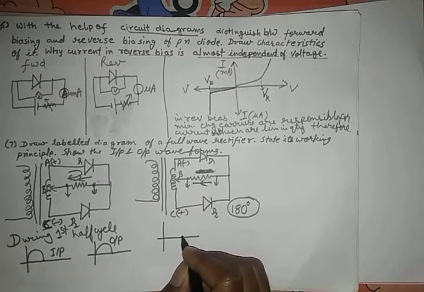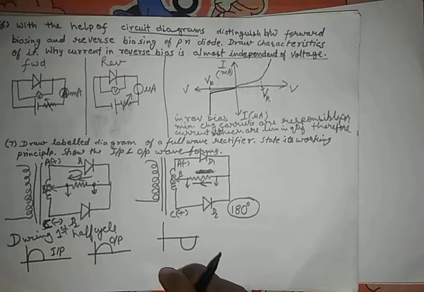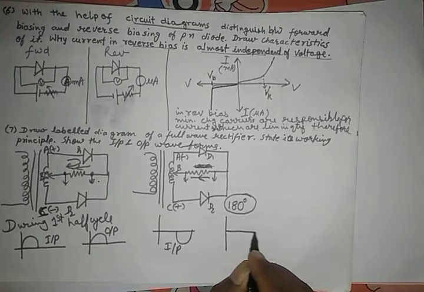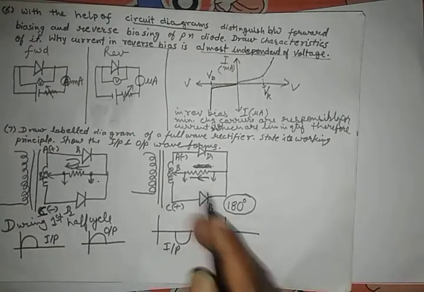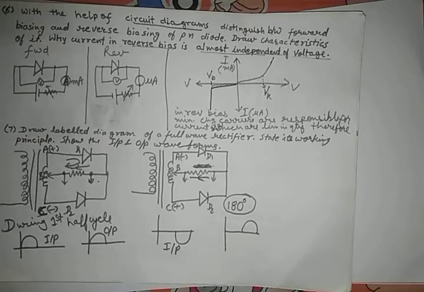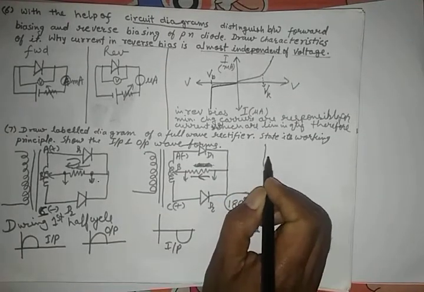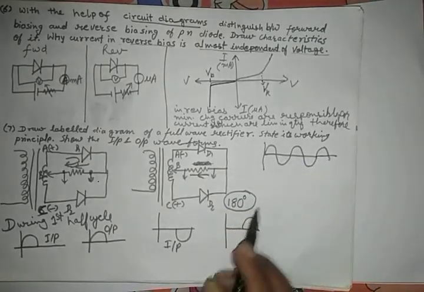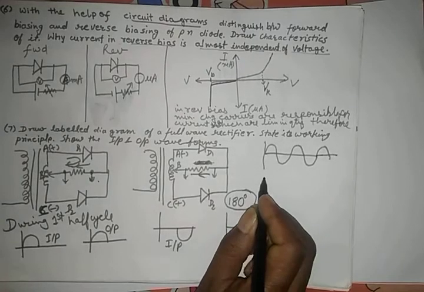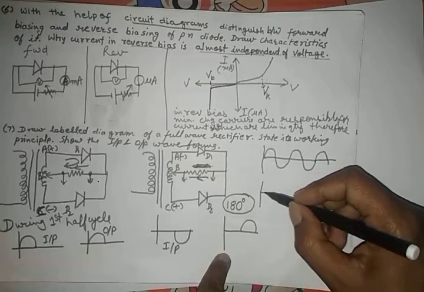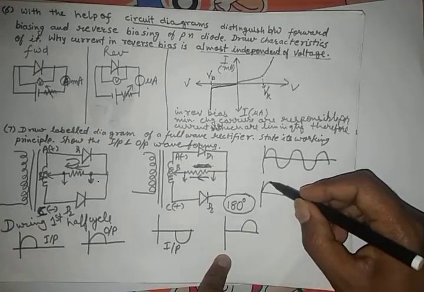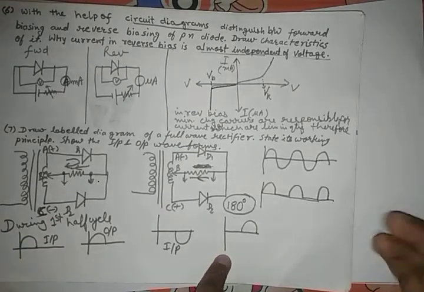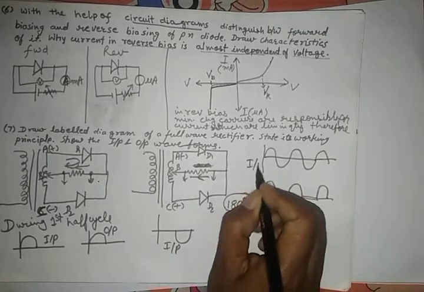So how can we represent it? So this is input, and because of the 180 phase shift, this will come out as a positive cycle. So overall, if this is how the input signal, input AC is there, then after rectification only positive peaks will be there. That's it. Input, output.